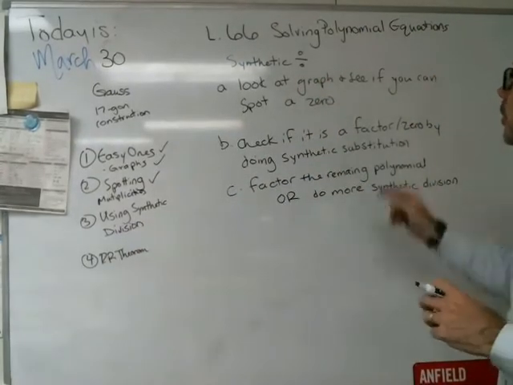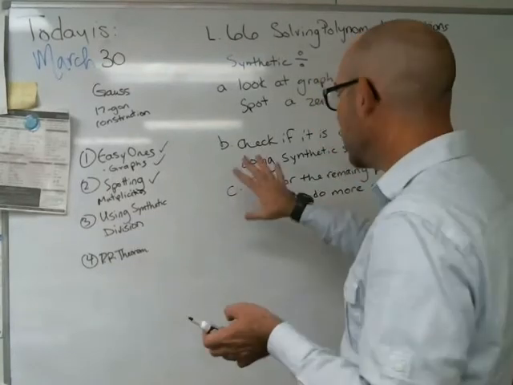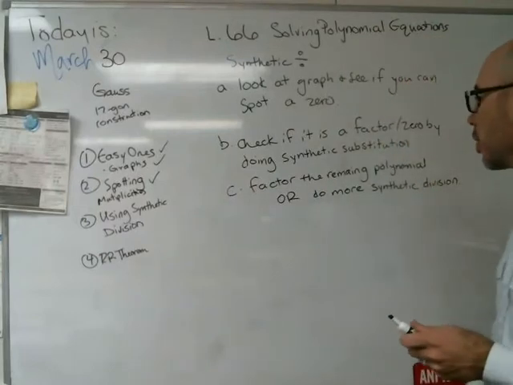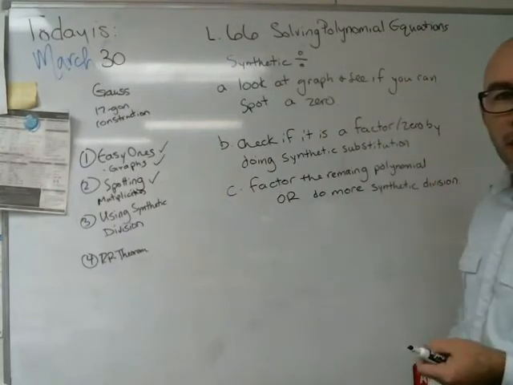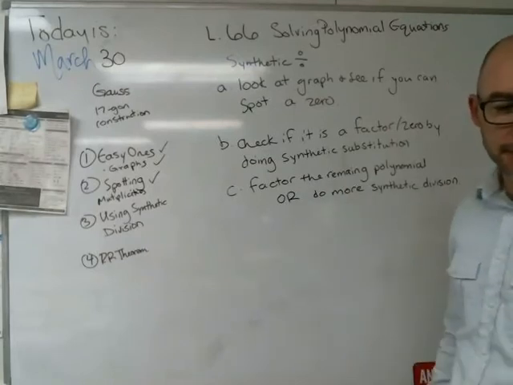Alright, so synthetic division: look at the graph and see if you can spot a 0. That would be the first step. Second step, check if it's a factor or 0 by doing synthetic substitution, synthetic division, see if you get a remainder of 0. And thirdly, now that you know that one of those things is a factor, you look at what's left over and keep factoring or do more synthetic division.